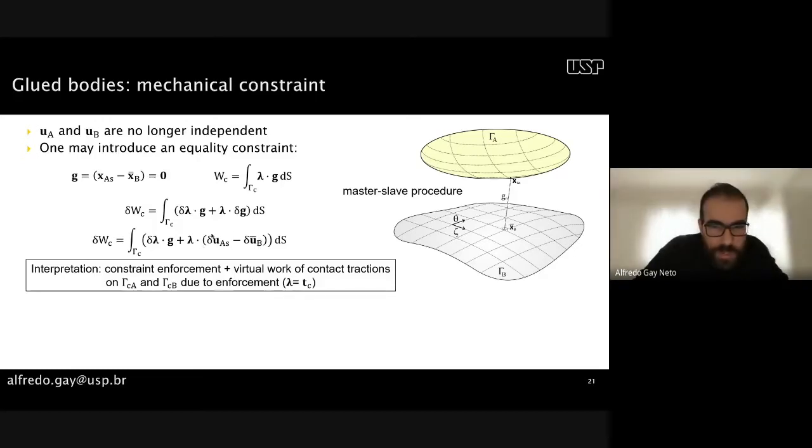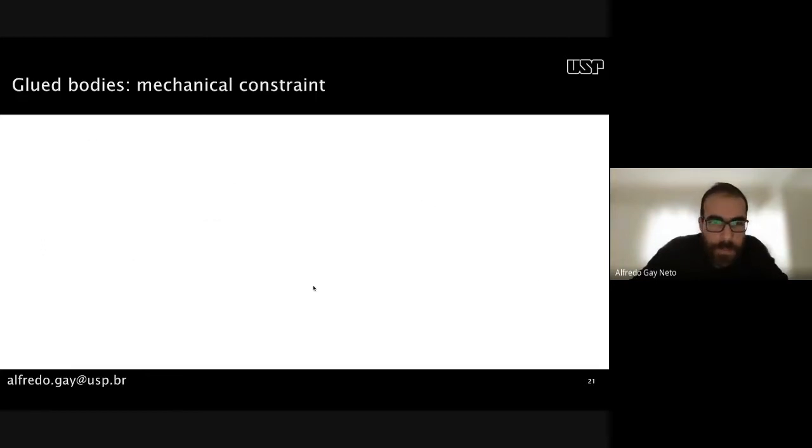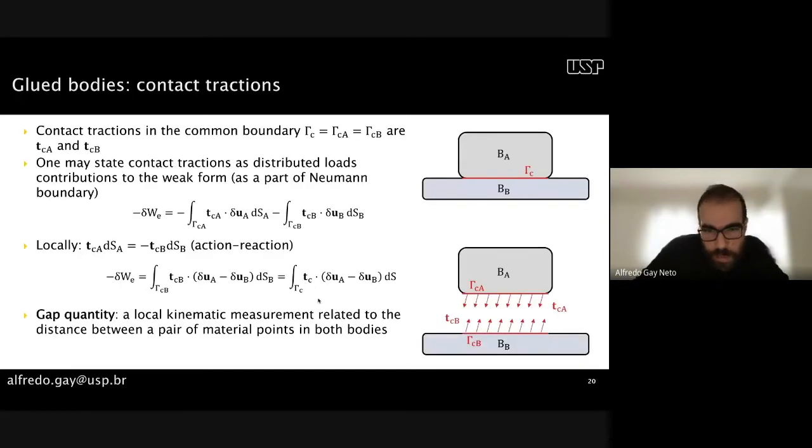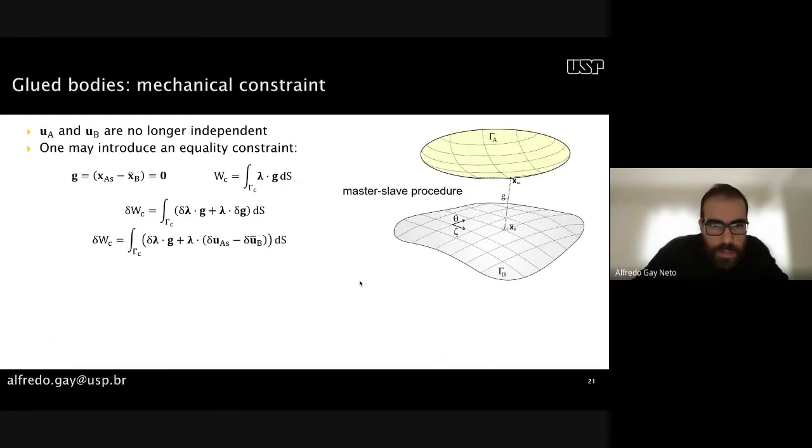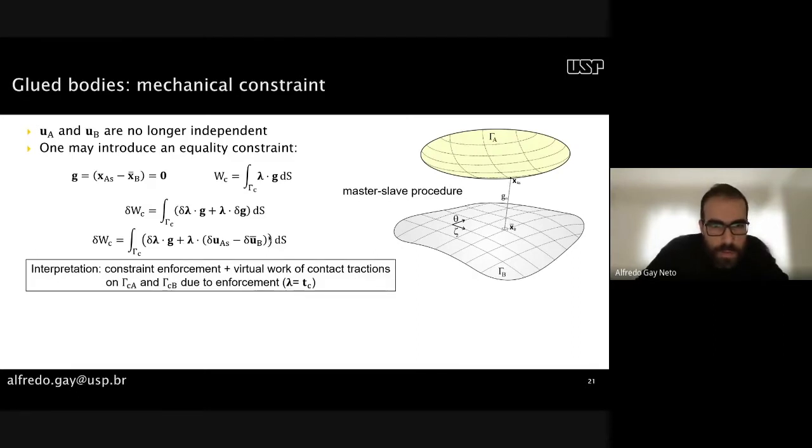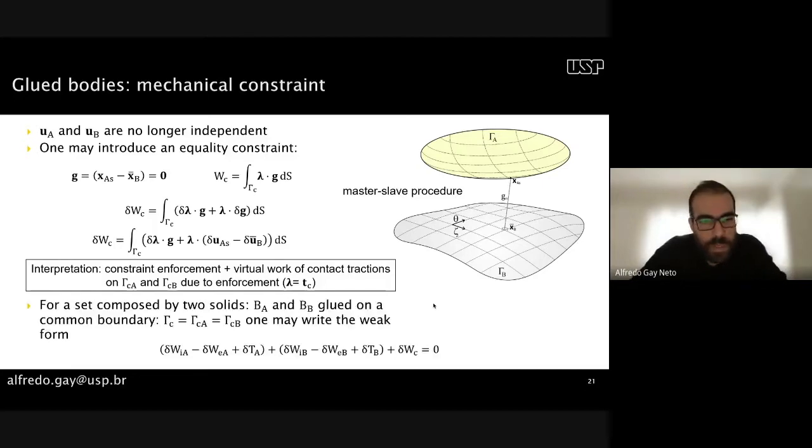And if you look at this quantity, this lambda here is exactly the same as the TC of my previous slide. If I come back, look at this term of the equation. It's exactly this second one here. But not only that, the introduction of this first term is in order to introduce the constraint enforcement. So that's the basic idea of contact, how to include that in the model. You have another contribution in your weak form, coming actually from a mechanical constraint.